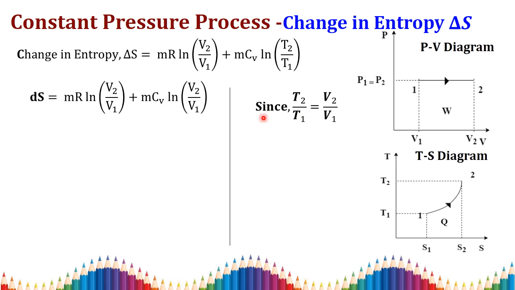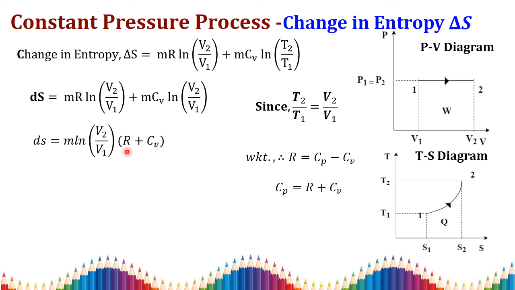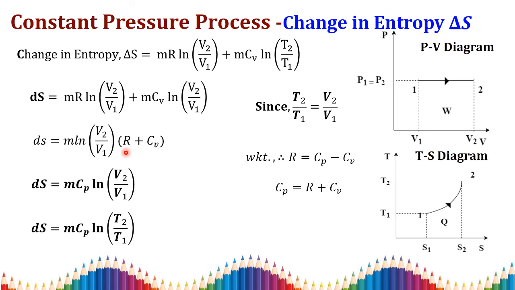What we get is dS equal to mR ln(V2 by V1) plus mCv ln(V2 by V1). Considering these two terms, m ln(V2 by V1) is common, so the common terms can be taken outside. Then your equation becomes m ln(V2 by V1) into (R plus Cv). I already told that this R plus Cv can be written as the specific heat capacity at constant pressure, Cp. So your final equation for change in entropy for a constant pressure process is delta S equal to mCp ln(V2 by V1).